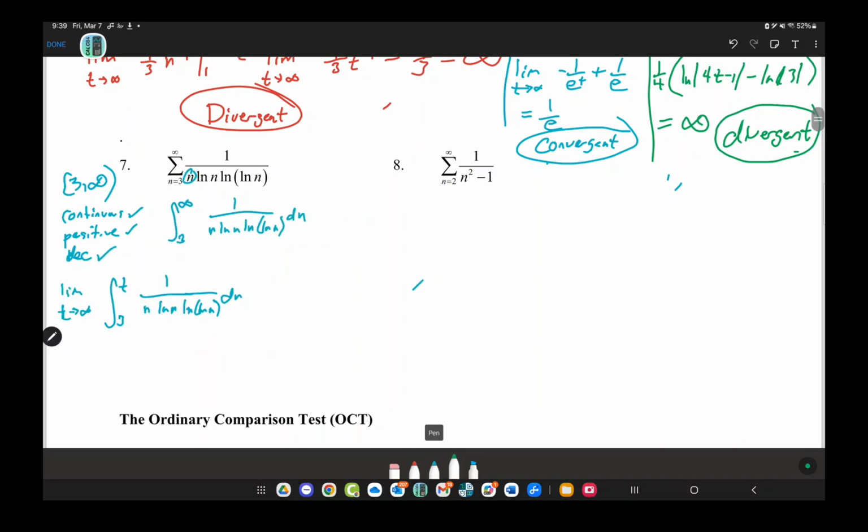Substitution. So u is equal to the natural log of the natural log of n. Oh wait, no, you're just trying to do... I can do that.